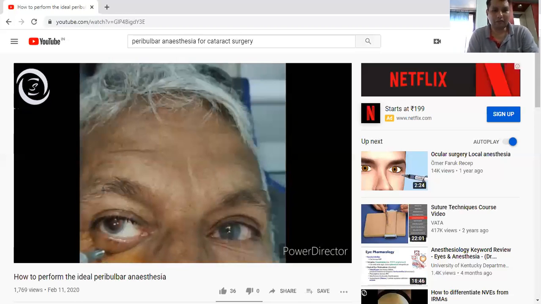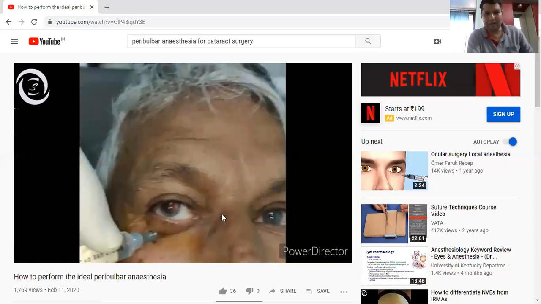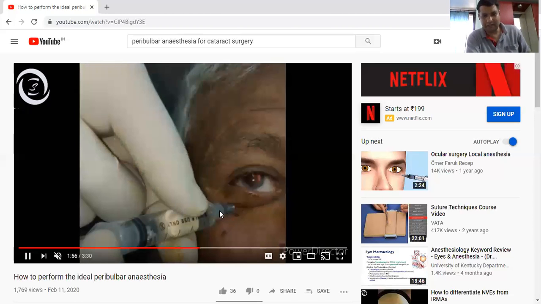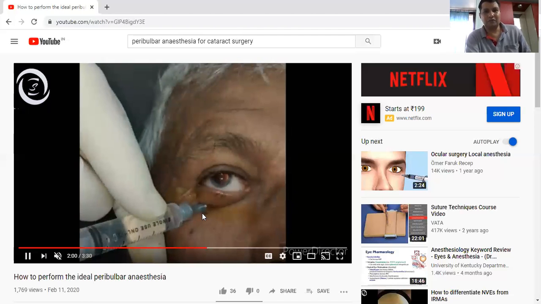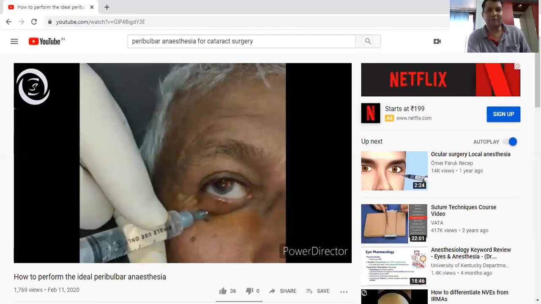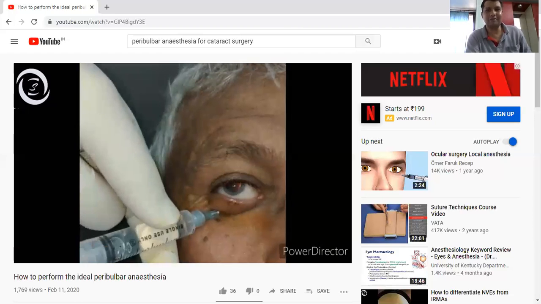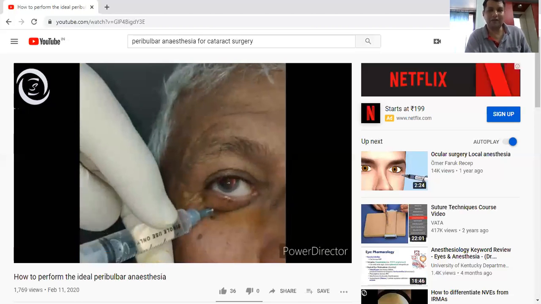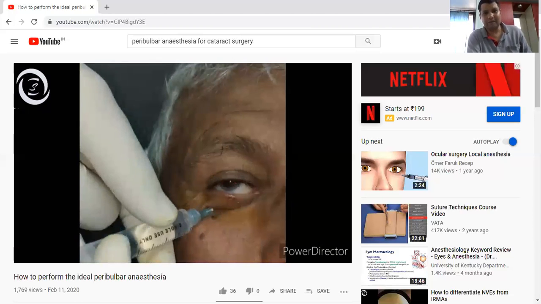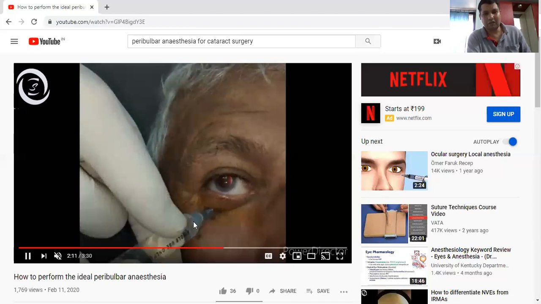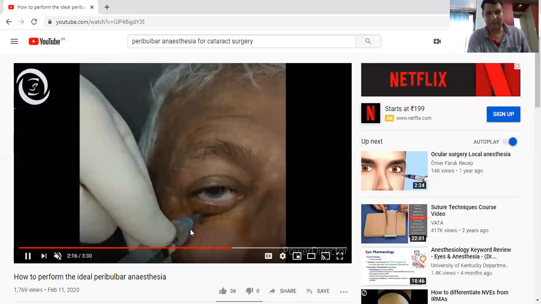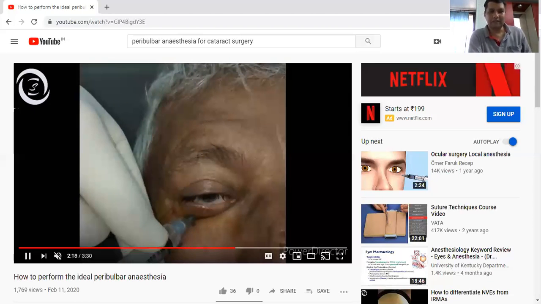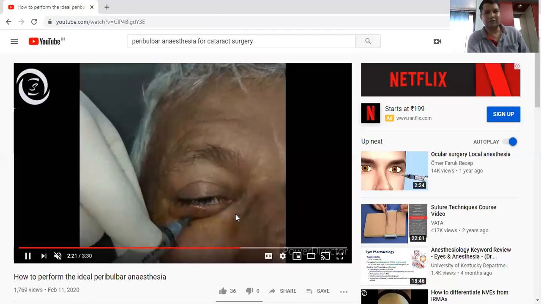Once we inject the needle till the hub, we aspirate a little bit to check whether we have perforated any blood vessel or not. If blood comes out, then we will not inject, we will withdraw and do a separate injection. Then slowly we inject around 5 ml. Yes, we are injecting 5 ml of the drug.